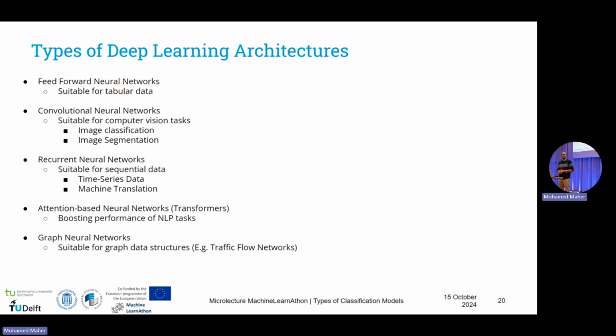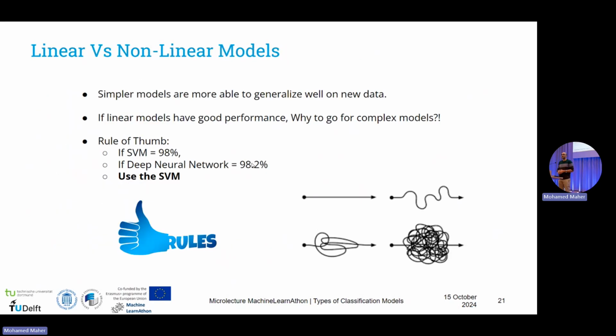We have different types of deep learning architectures, just to mention some examples: feed-forward neural networks, which are suitable for tabular data; convolutional neural networks, suitable for computer vision; and recurrent neural networks, suitable for sequential data like time series and machine translation. We also have other versions like graph neural networks and attention-based neural networks, which boost the performance in many different tasks.